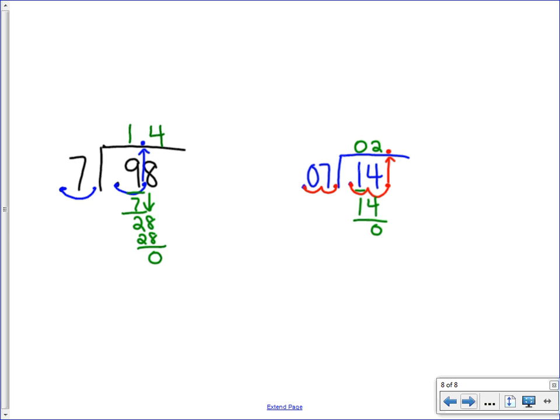Okay, let's try another one. What if I had inside I just had a whole number, no decimals, but outside I have a decimal? Well, again, go back to your goals. First step is I need my divisor to be a whole number, and it's not, it's 3/10.